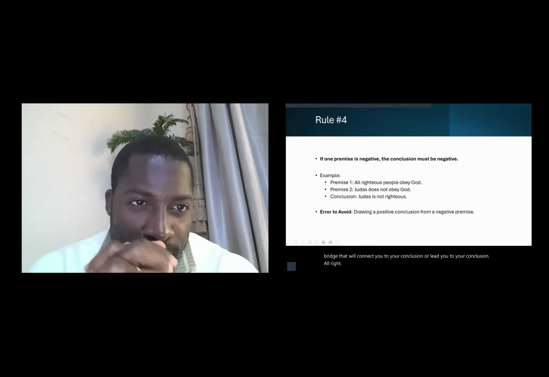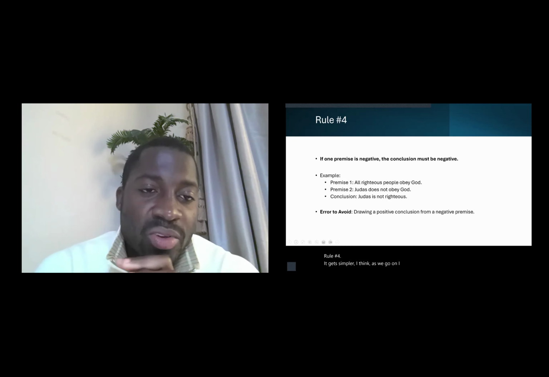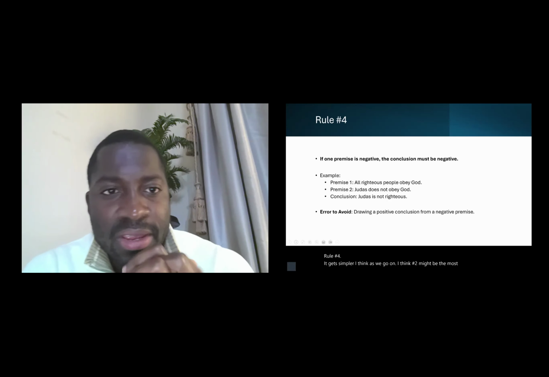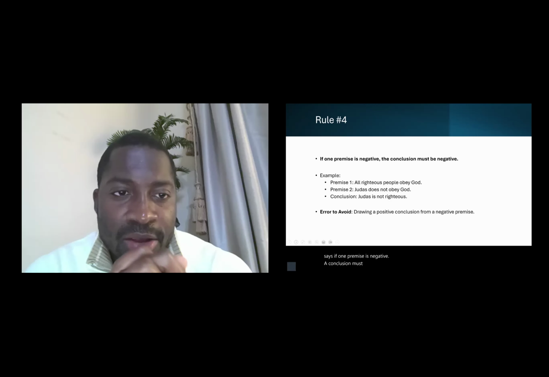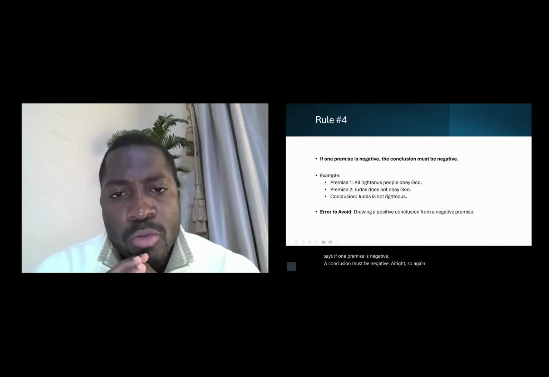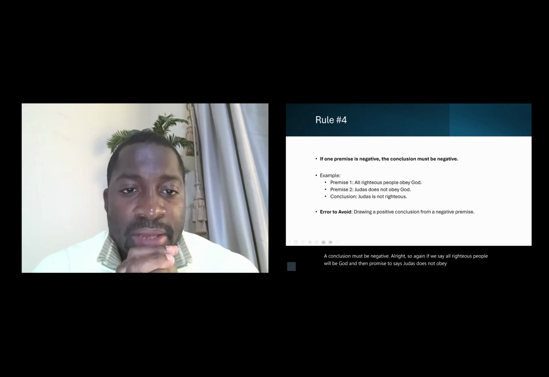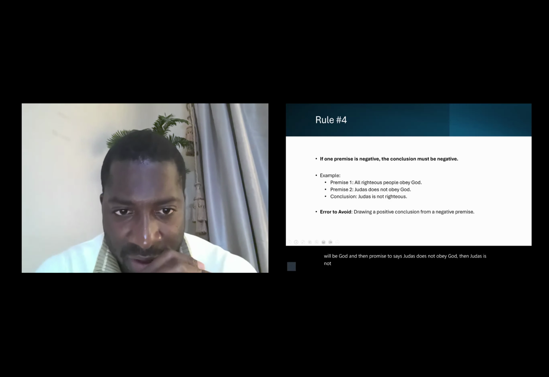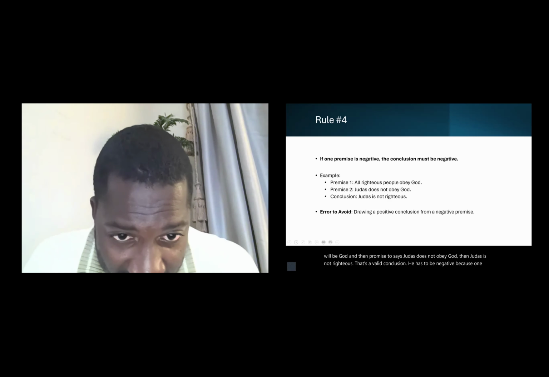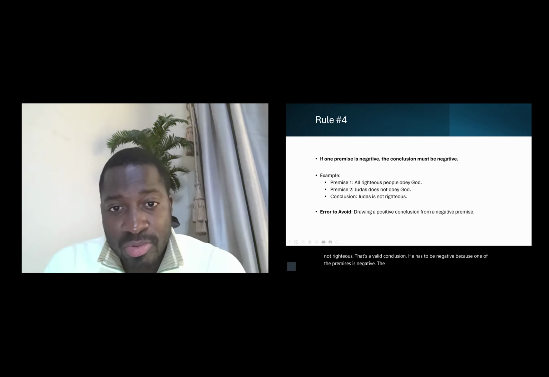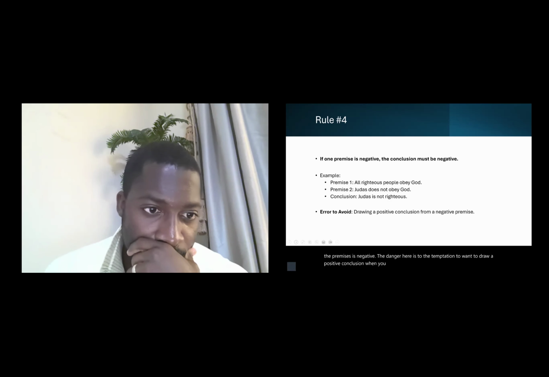Rule number four. It gets simpler, I think, as we go on. I think number two might be the most technical. Number four says, if one premise is negative, the conclusion must be negative. So again, if we say all righteous people obey God, and then premise two says Judas does not obey God, then Judas is not righteous. That's a valid conclusion. It has to be negative because one of the premises is negative. The danger here is the temptation to want to draw a positive conclusion when you have a negative premise.